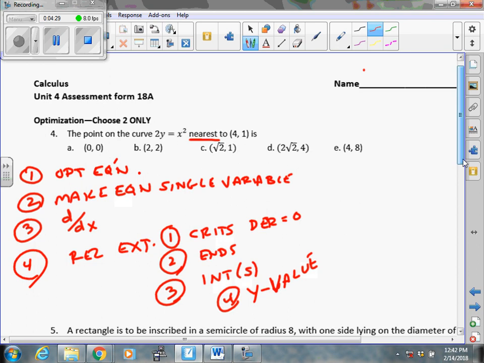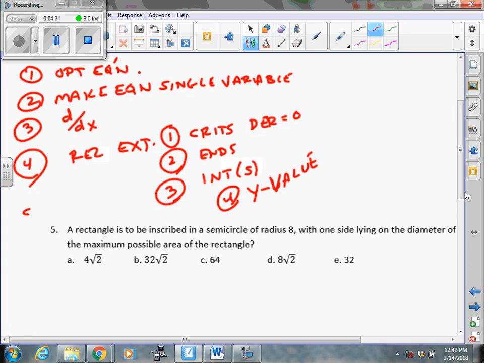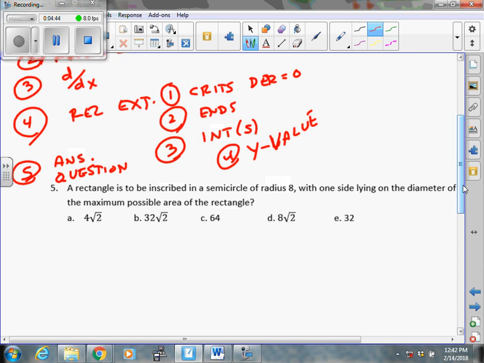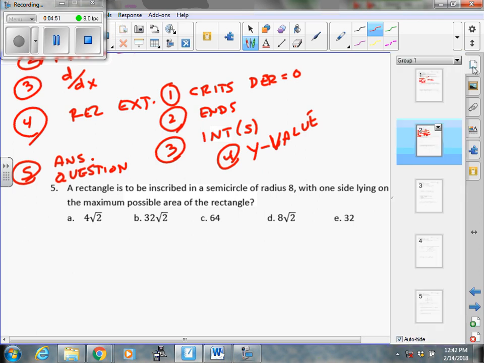Your 5th step to an optimization question is answer the daggone question. Because you may be getting an x, but they're asking for the y, or they're asking for the distance, or the area, or something. So those are your flashcards for the next 3 questions, because all of those were optimization questions.